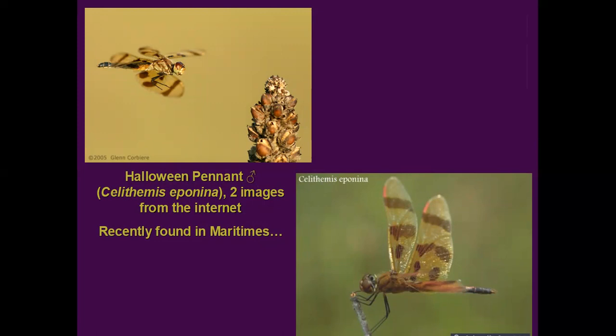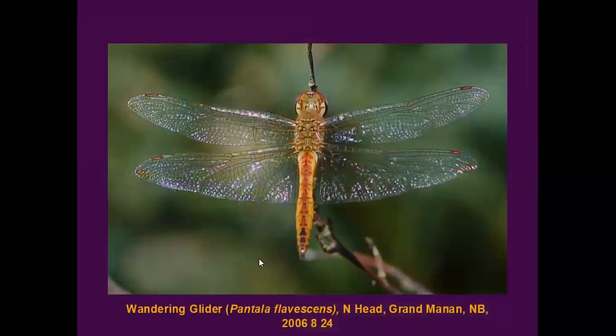So it's been found along the St. John River and so on. And our last 2 species are the most migratory species in North America, the wandering glider, which is the same species that can migrate from India to Africa across the Indian Ocean. And our own wandering glider migrates south from Grand Manan in the fall.